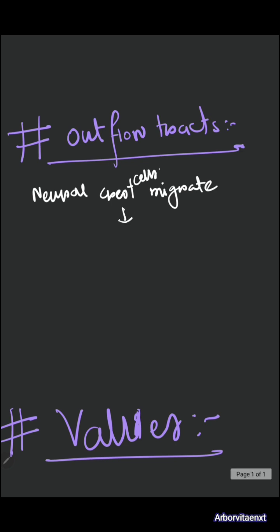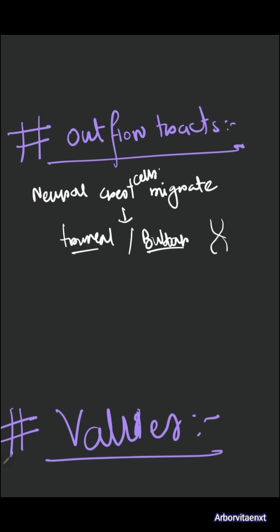Now about the outflow tracts. As we have discussed, the neural crest cells migrate to form the aorticopulmonary septum, and this septum has two ridges. One is the truncal ridge, another is the bulbar ridge. These two ridges become a spiral structure. They rotate and fuse to form the septum, and then they form the ascending aorta from the inside and the pulmonary trunk.